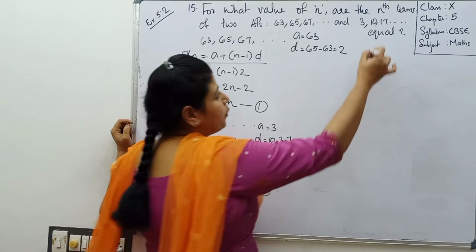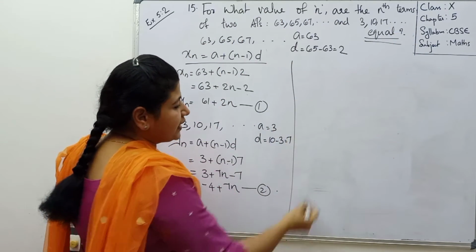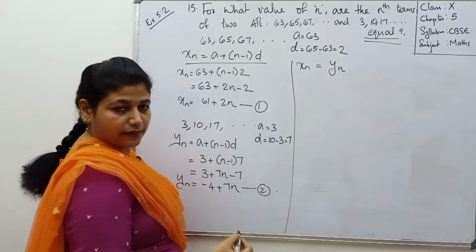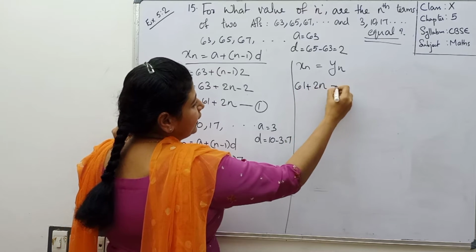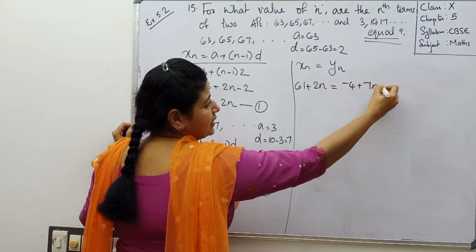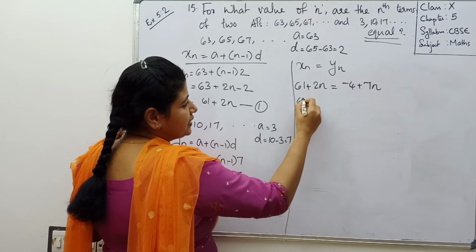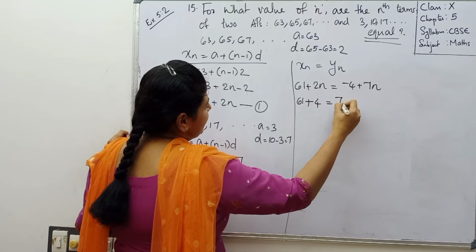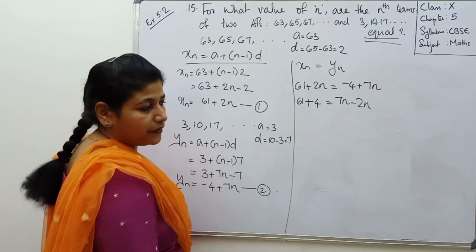It is given that both the nth terms are equal, so we can take xn equal to yn. xn is 61 plus 2n, equal to yn, which is negative 4 plus 7n. Take this negative 4 to this side, so it becomes 61 plus 4 equal to 7n. Take this 2n to that side, it will be minus 2n.